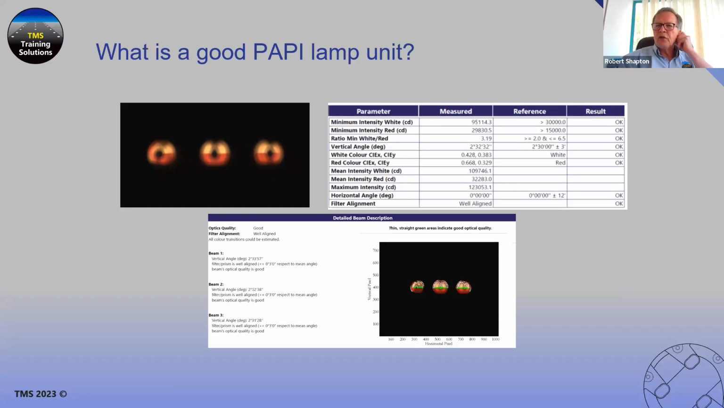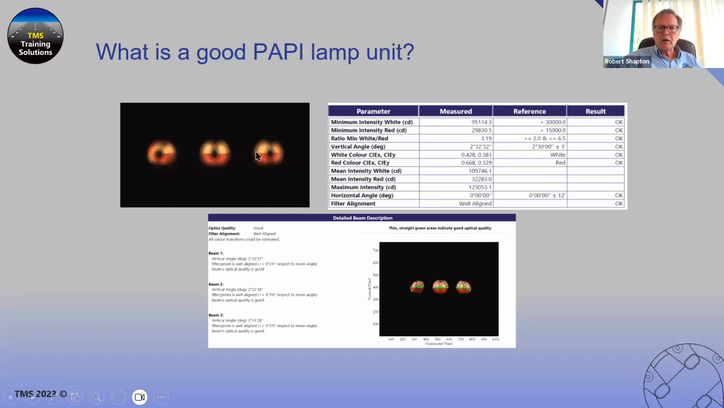In this example, it's 2 degrees 30 minutes. It has to be within 3 minutes of the reference value. The intensity of the red and the white need to achieve the reference value. The red has to be red, the white has to be white, and the transition has to be sharp. So the range of the transition. And you can see here the measurement.